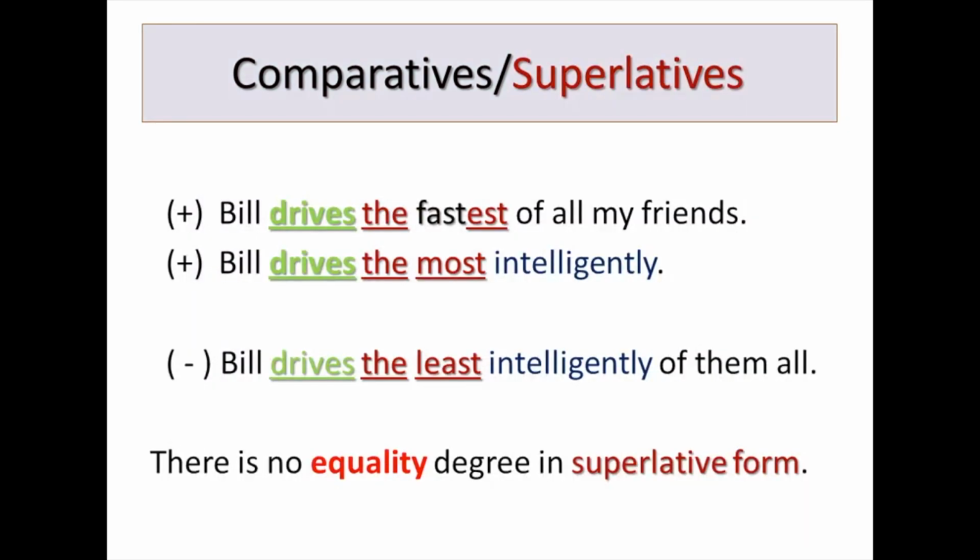The superlatives use the in front of the adverb and est ending. So Bill drives the fastest of all my friends, if I want to include that. Bill drives the most intelligently for the longer adverbs, and Bill drives the least intelligently of them all. Please note that there is no equality degree in superlative form.